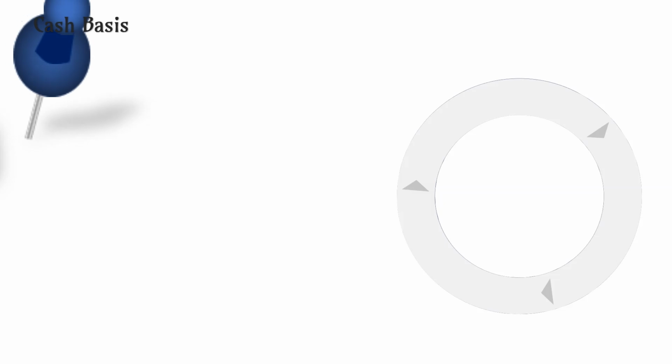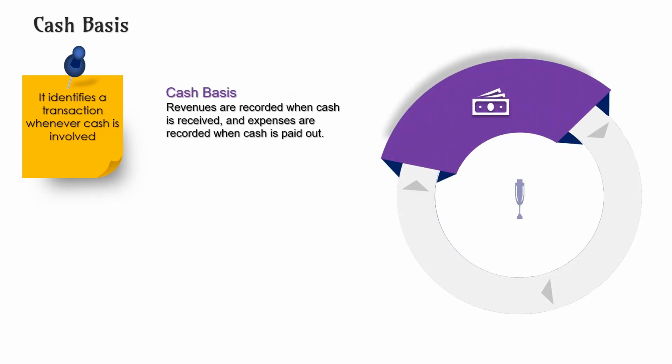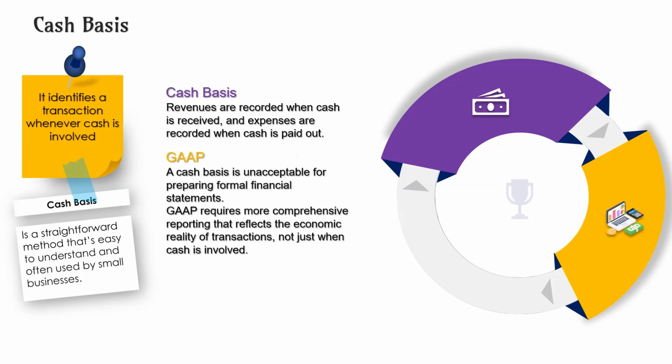The cash basis of accounting identifies a transaction whenever cash is involved. In this approach, revenues are recorded when cash is received and expenses are recorded when cash is paid out. It's a straightforward method that's easy to understand and often used by small businesses. However, according to GAAP, generally accepted accounting principles, this method is unacceptable for preparing formal financial statements. GAAP requires more comprehensive reporting that reflects the economic reality of transactions, not just when cash is involved.